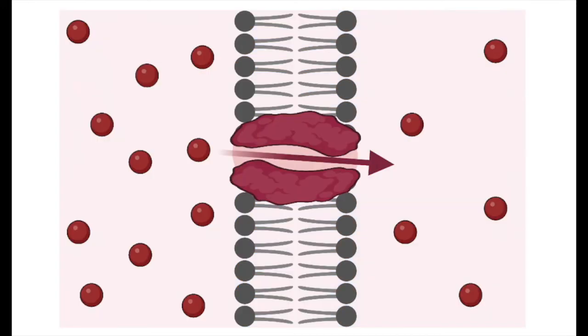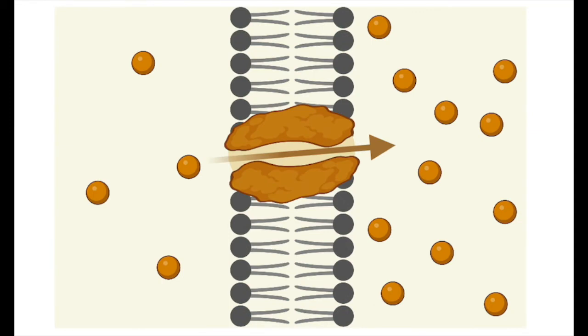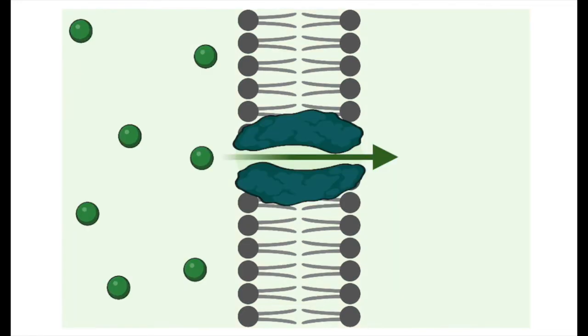Does this diagram represent facilitated diffusion? Yes, the molecules are being facilitated through the membrane by a protein, and they're moving from high to low concentration. Does this diagram represent facilitated diffusion? No. While the molecules are moving through a protein, they're not moving from high to low concentration. Does this diagram represent facilitated diffusion? Yes, this is also facilitated diffusion.